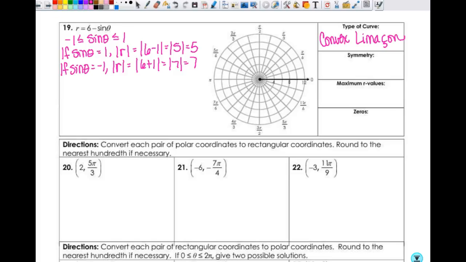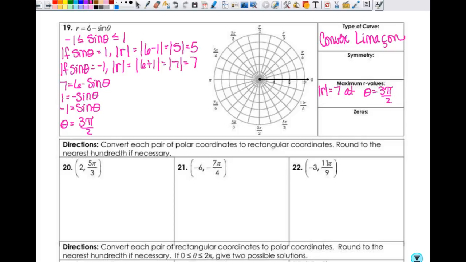We have a clear winner here, so I put 7 is equal to 6 minus sine theta. So 1 is equal to negative sine theta. So -1 equals sine theta, which means that theta is equal to 3 pi halves. Okay, so the absolute value of r is equal to 7 at theta equals 3 pi halves.